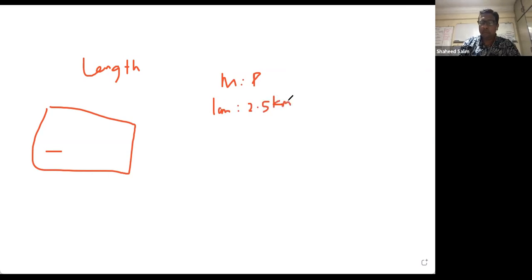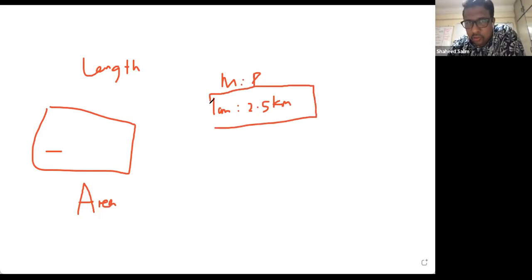But if it's area, I want to show you something. Let's say we use this scale. I want you to see the transformation of the scale. It's not going to remain the same, because area means I draw a square 1 cm by 1 cm. What's the area? 1 square cm. Do you agree?